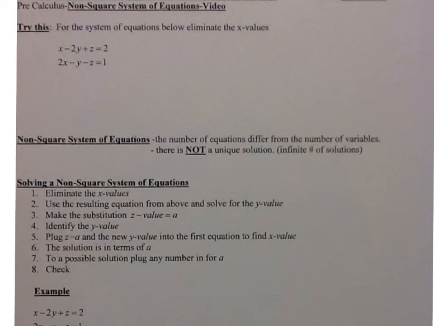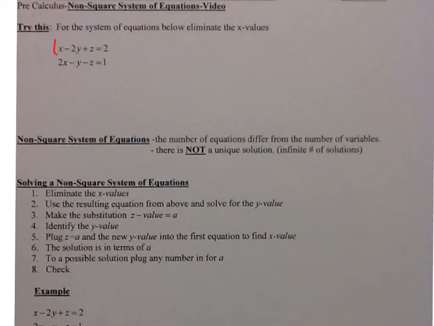So today what we're going to be working on are non-square system of equations. So I would like you to pause and do the try this and then come back and check your answer. Okay, so in the try this it says x minus 2y plus z equals 2 and 2x minus y minus z equals 1. It says for the system of equations below, eliminate the x values.